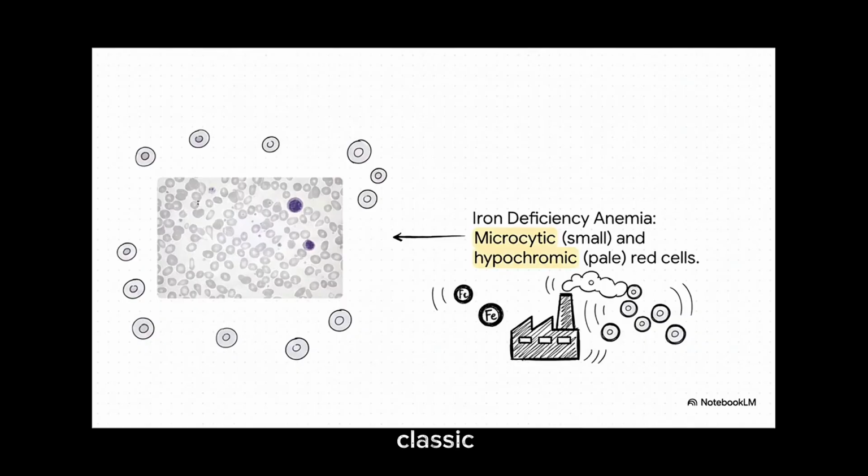And this is that classic picture of iron deficiency under the microscope. You can just see it. The cells are obviously smaller than normal, that's what microcytic means, and they have that big, washed-out pale center. That's hypochromic. It all makes sense, right? The factory has less iron, so it can't pack each red cell with enough hemoglobin. What's the result? You get a low MCV and a low MCHC. The factory is making smaller, paler products.